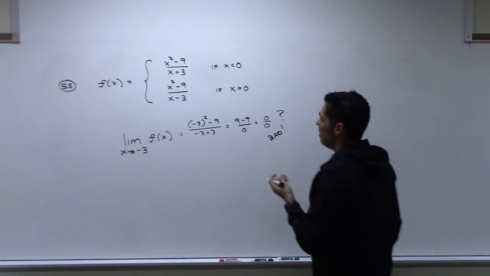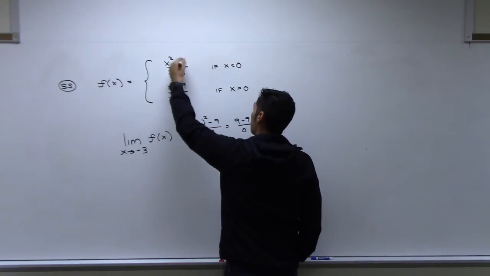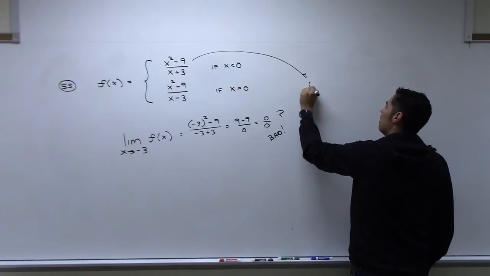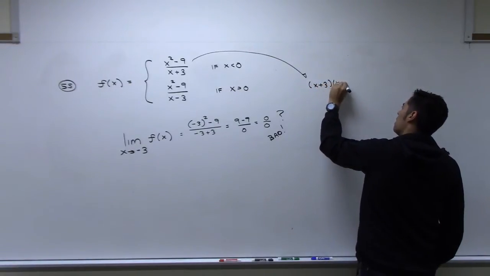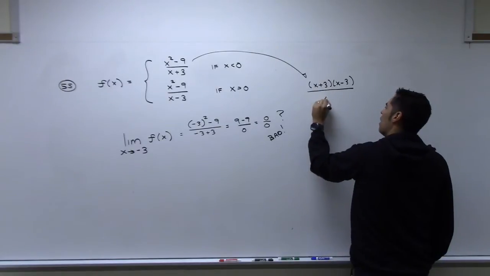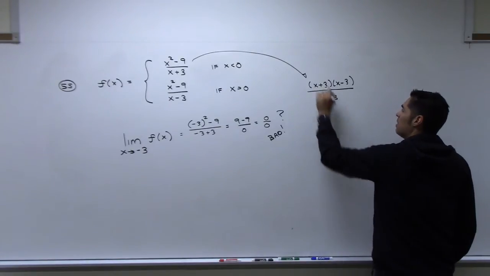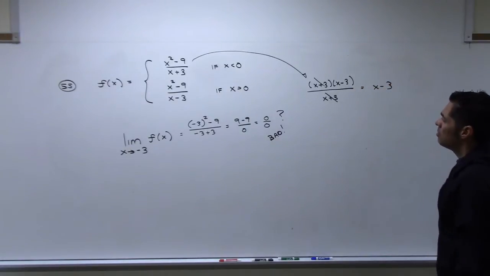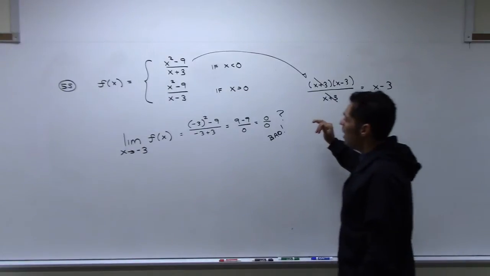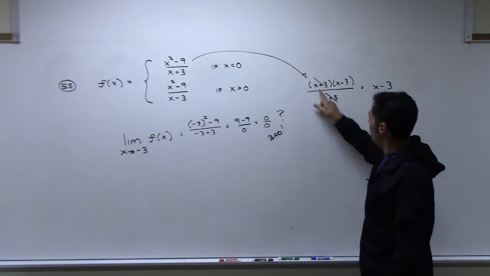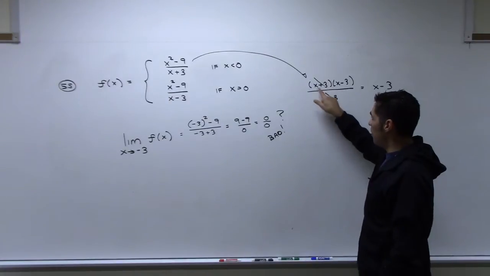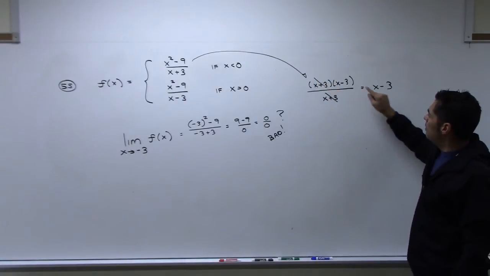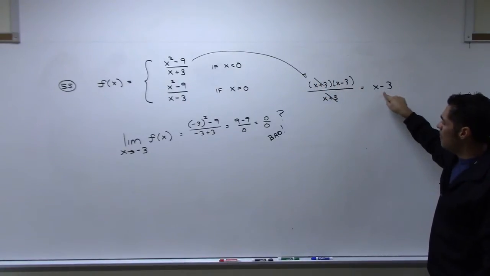So let's take a look at this up here. This expression can be rewritten. Because the top is a difference of squares, it can be rewritten as x plus 3 times x minus 3, and on the bottom we just have x plus 3. Notice that these factors cancel, and all we're left with is x minus 3. As long as we're not plugging in -3, which would give us 0 over 0, this should turn out to be this.